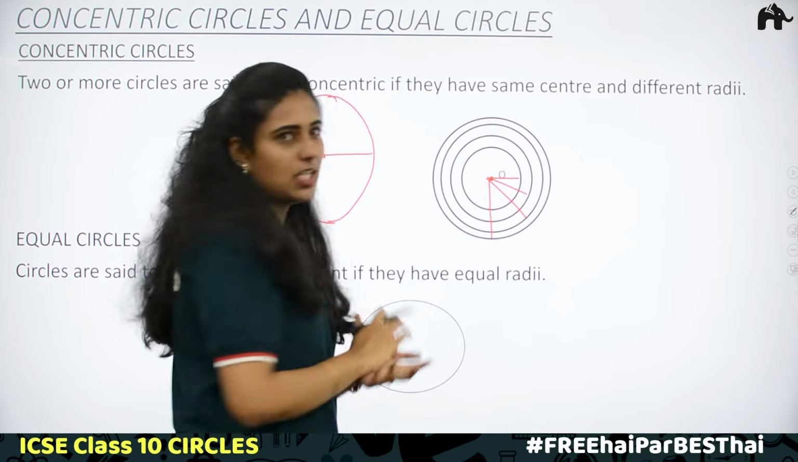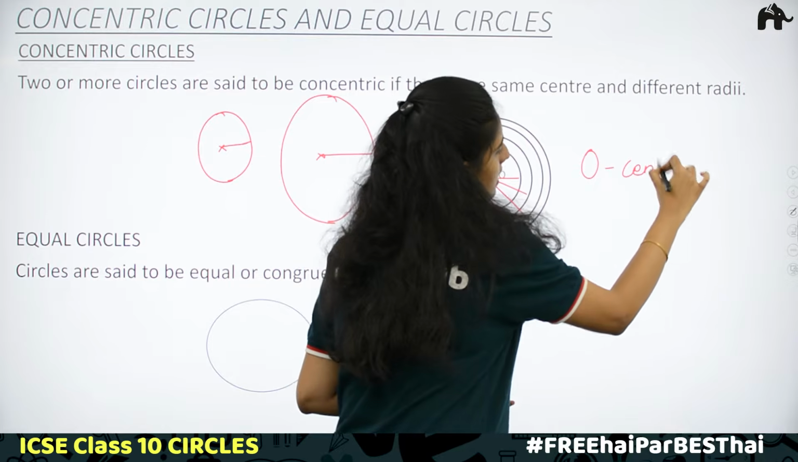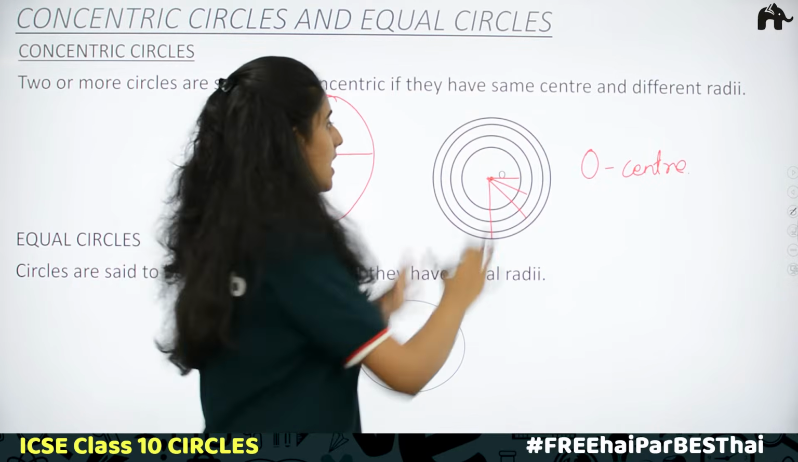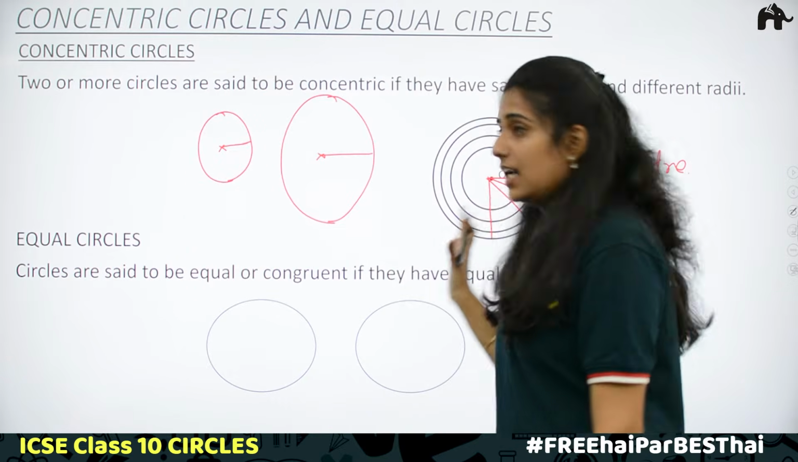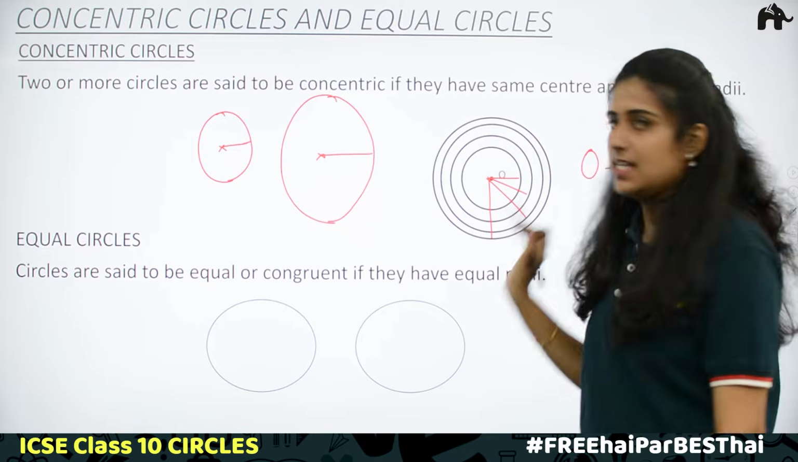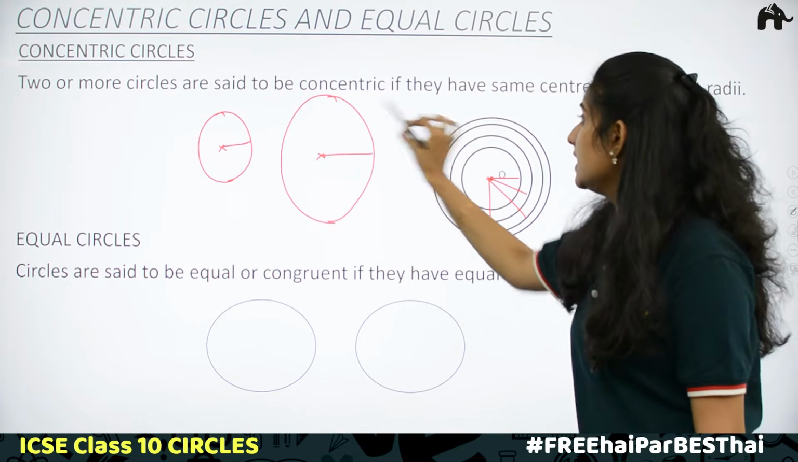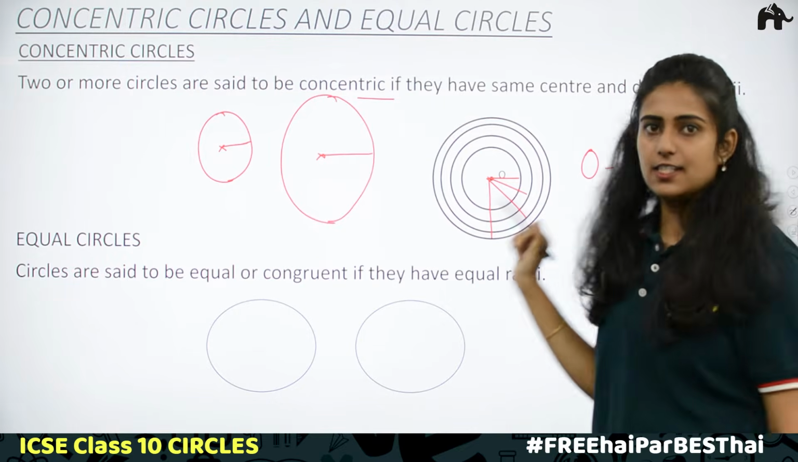What is common to them? All of them have O as the center. So, this is what concentric circle is. When you take concentric circles, they will be having different radii but common center. 2 or more circles are said to be concentric if they have same center and different radii. From the figure it is clear, right?